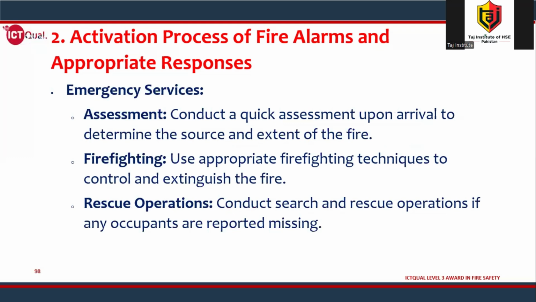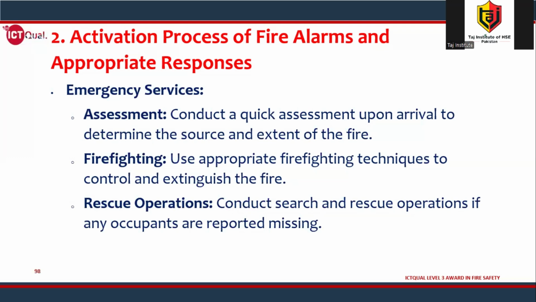Assessment. Conduct a quick assessment upon arrival to determine the source and extent of the fire. Firefighting. Use appropriate firefighting techniques to control and extinguish the fire. Rescue operation. Conduct search and rescue operations if any occupants are reported missing.